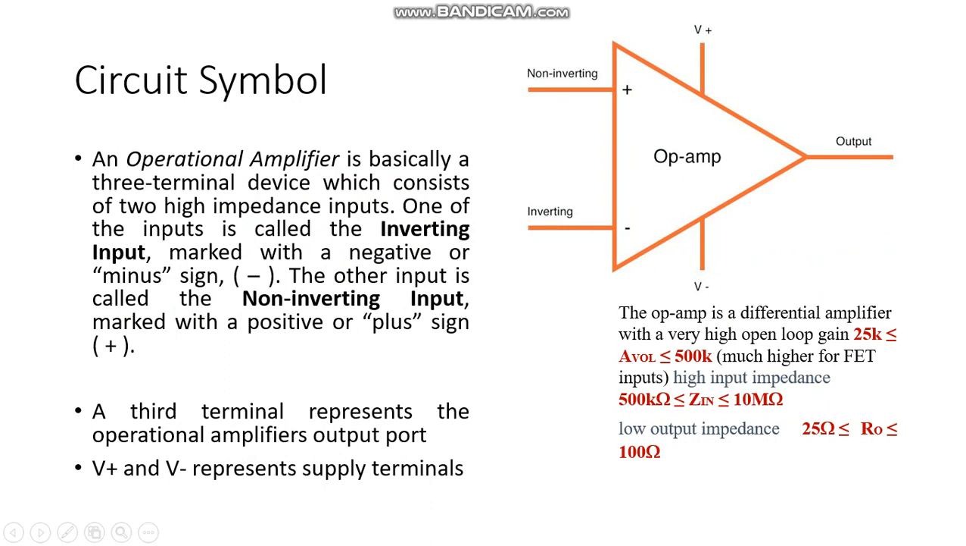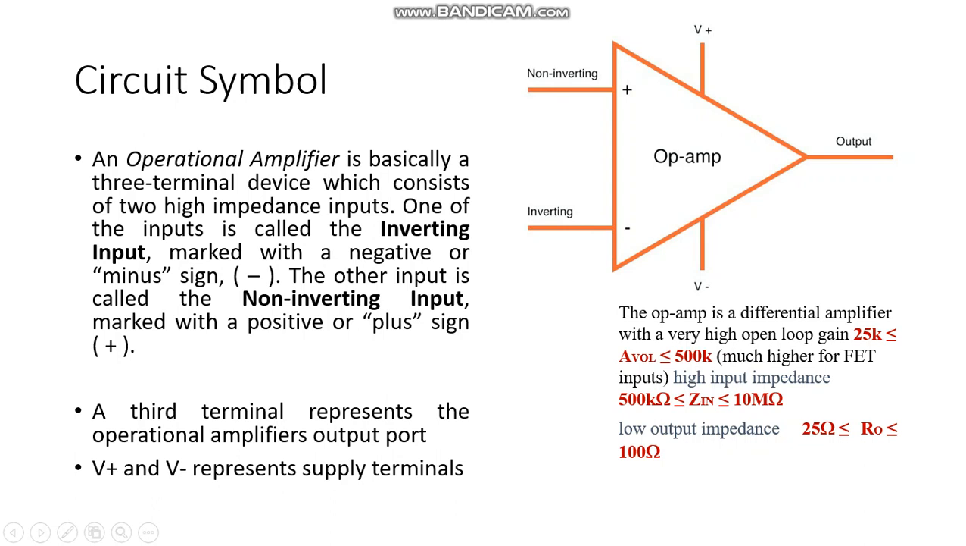It is something like our set-top box: we have to give some DC supply to the set-top box, and again we give some signal input, that is our cable TV connection, and the output of the set-top box is connected to our TV, something like that. So here it is something like a small IC. To make this IC work, we need to give some supply, V plus and V minus, with non-inverting and inverting terminals and the output. An operational amplifier is basically a three-terminal device. One of the inputs is called the inverting input, marked with a negative symbol, minus, the other with a positive, that is the non-inverting input. The third terminal represents the output. V plus and V minus are the separate supplies.